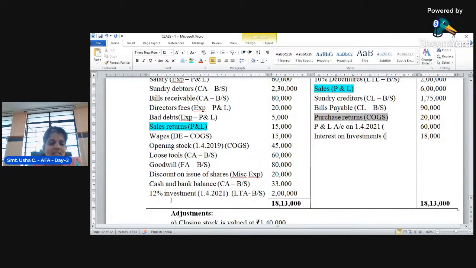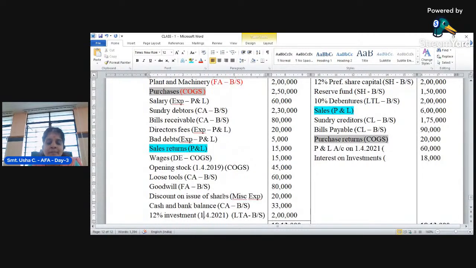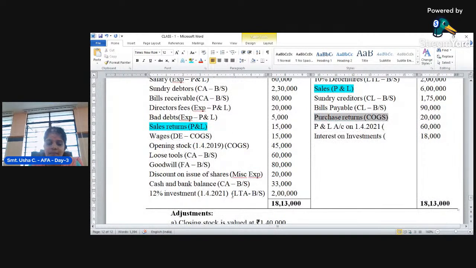Look here, this is an interest on investment. The company has invested 2 lakh rupees at 12%. From that, the company has earned 18,000 rupees of interest. But they are saying 12% interest on the amount of 2 lakh. We should check whether, since the investment was made on 1/4/2021, the beginning of the financial year, the company can earn a full year's interest at the rate of 12%.